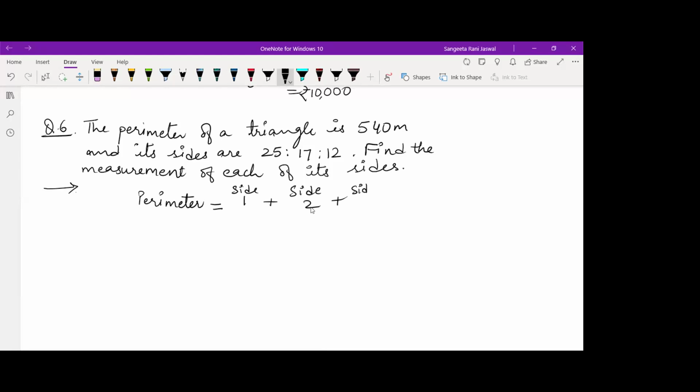Perimeter is the sum of the lengths of all sides, but we don't know any of the sides, and sides are given to us in the ratio form. That means it's the ratio. This is not exactly the length. This is a ratio. You understand the ratio?